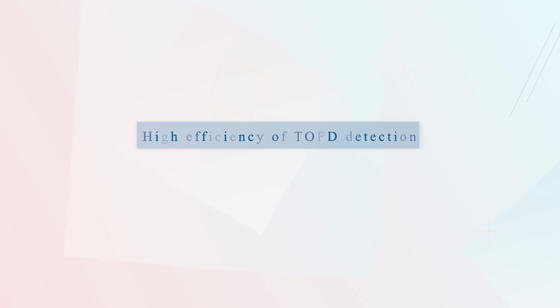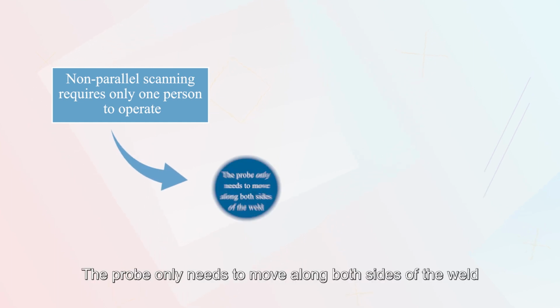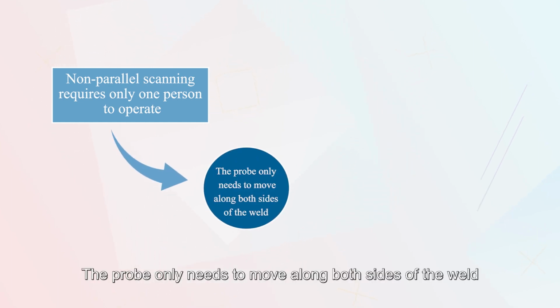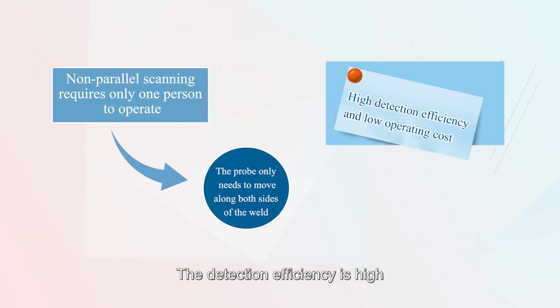3. TOFD detection is simple, fast, and efficient. Non-parallel scanning, which is the most commonly used, can be operated by one person. The probe only needs to move along both sides of the weld, and no sawtooth scanning is required. The detection efficiency is high and the operating cost is low.